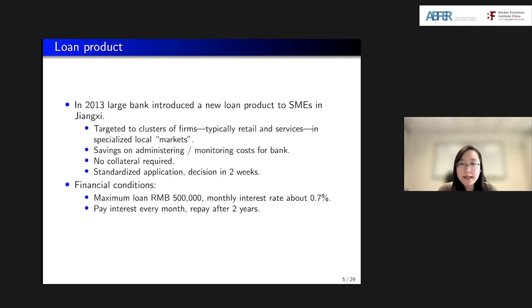And if a firm decided to borrow, they can get a maximum loan equaling 500,000 RMB, which is about 60,000 US dollars, with a monthly interest of about 0.7%. And they typically pay interest every month and repay the principal after 2 years.